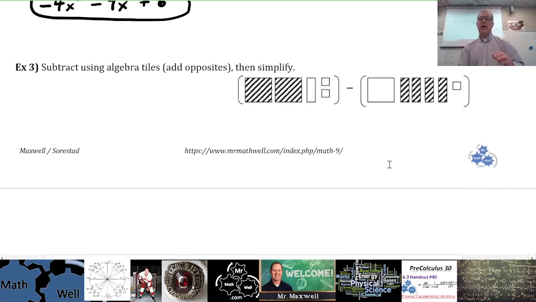So with algebra tiles, same thing holds true. We're going to add the opposite. So you're going to change the little minus sign to a plus sign. And then if you have a white big square x squared tile, you're going to change it into a black big x squared tile, and so on. You're going to flip the colors of all of them. So this looks like this. Let's draw this on your paper. So I'm going to leave these the same.